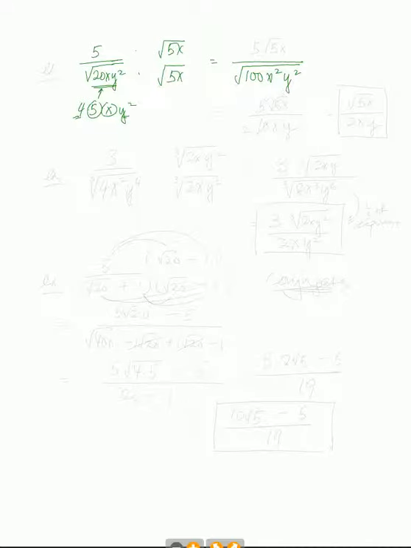The top, you don't get to combine the 5's, so it's going to be 5 radical 5x. Okay, so the top stays 5 radical 5x. 100, when you take square root, is a 10. X squared is an x, and y squared is a y.